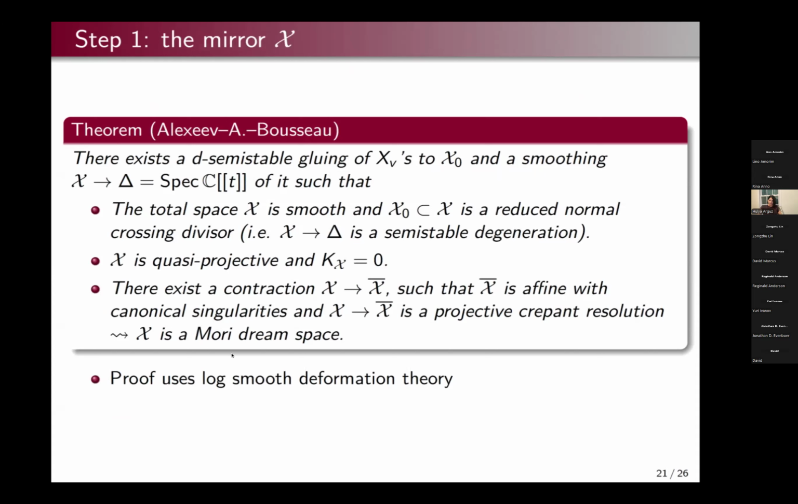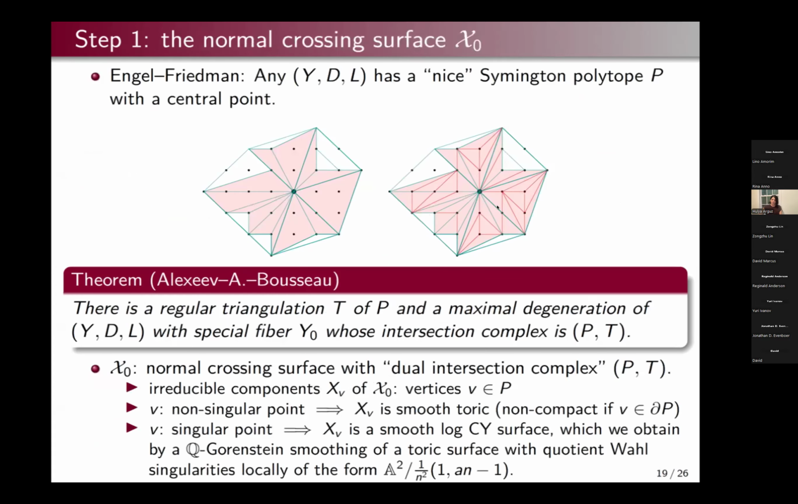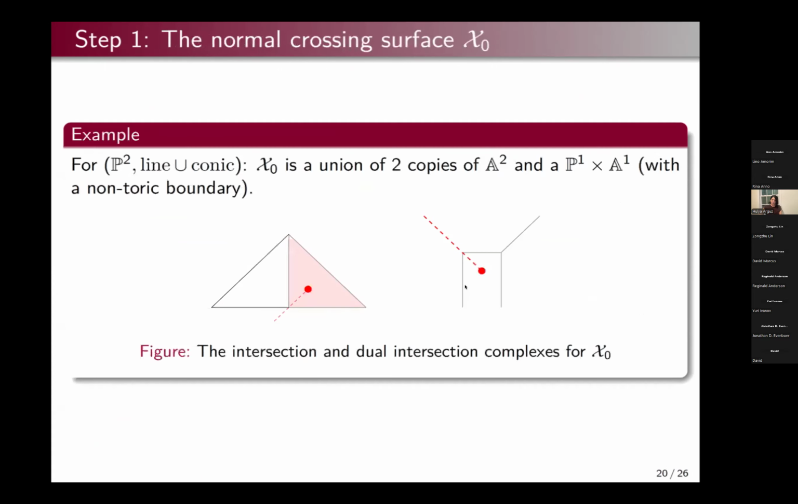And furthermore, to be able to obtain the Mori fan associated to it, we need to show that it's a Mori dream space. And we prove that indeed you can find a contraction to some affine threefold with canonical singularities, such that you obtain a projective crepant resolution X to X bar, and furthermore, X is a Mori dream space. So now this is our semi-stable mirror X to a maximal degeneration of YDL, which is determined by subdividing the associated Symington polytope of YDL.